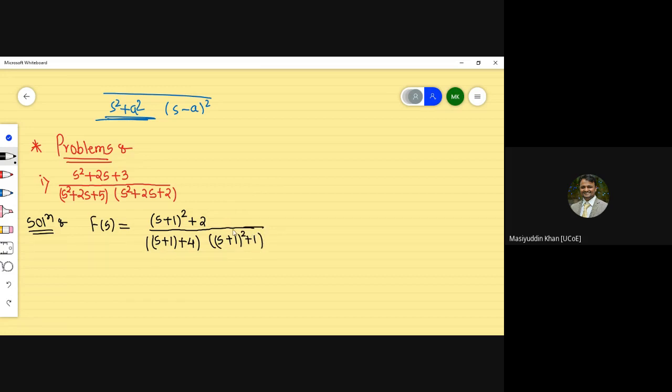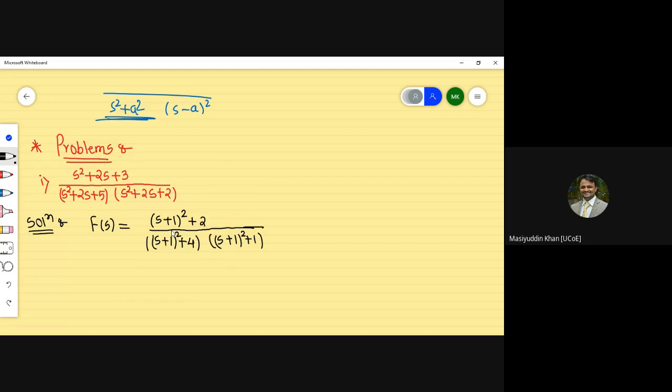So hope I'm clear with this part. If anyone is still having any kind of doubts, they can ask. One more thing, why I took that, the 2 is missing here. So why am I taking s plus 1 here? Because the hint is clearly given, that is s plus s square plus 2s.